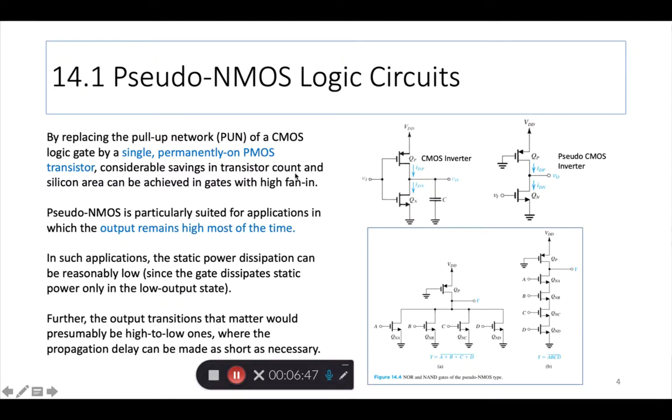Considerable savings in transistor count and silicon area can be achieved. Pseudo NMOS is particularly suited for applications in which the output remains high most of the time. So if there are certain applications where you know that 75% of the time the output is just going to be high, like for example in this OR ABCD, we know that always one of them will definitely be high. Then we know that the output remains high most of the time.